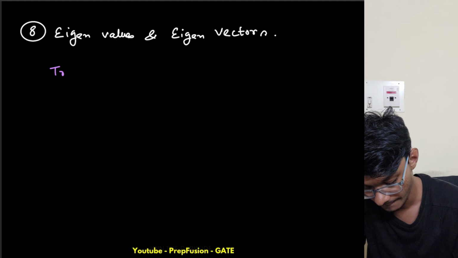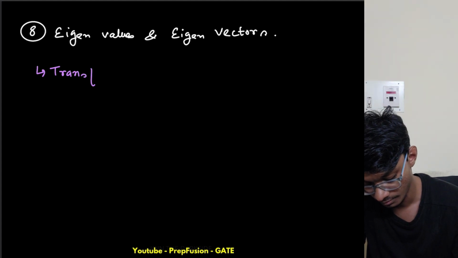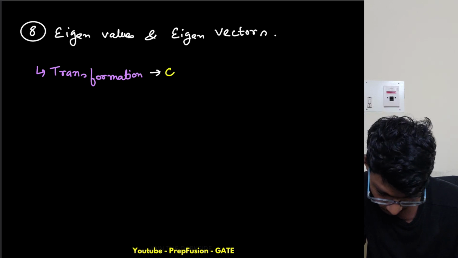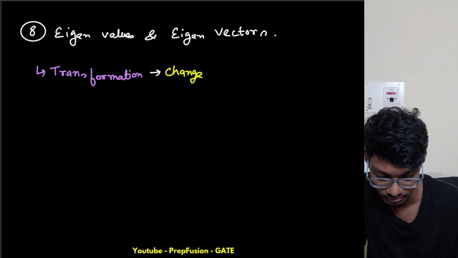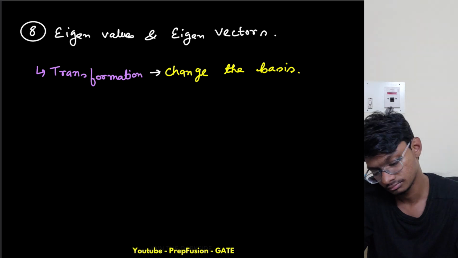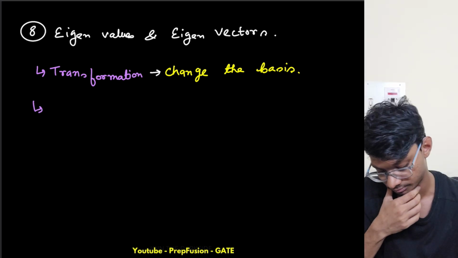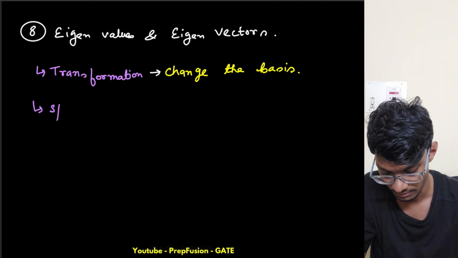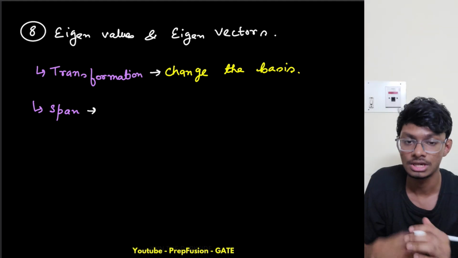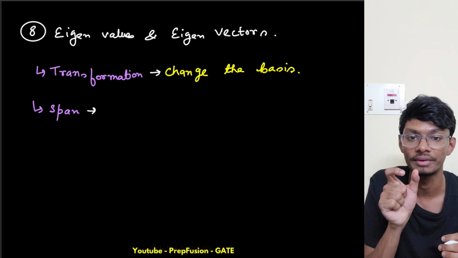So transformation is used to change the basis. Now what is next? Next is span. So span means how many dimensions I will be able to cover with the linear combination of the given vectors.